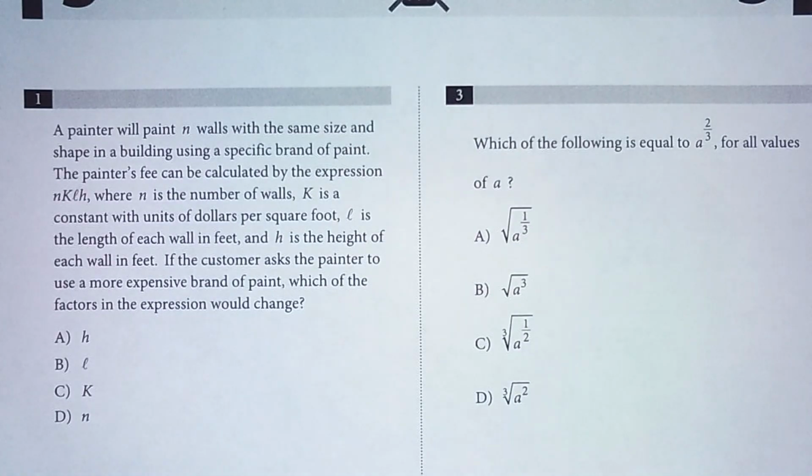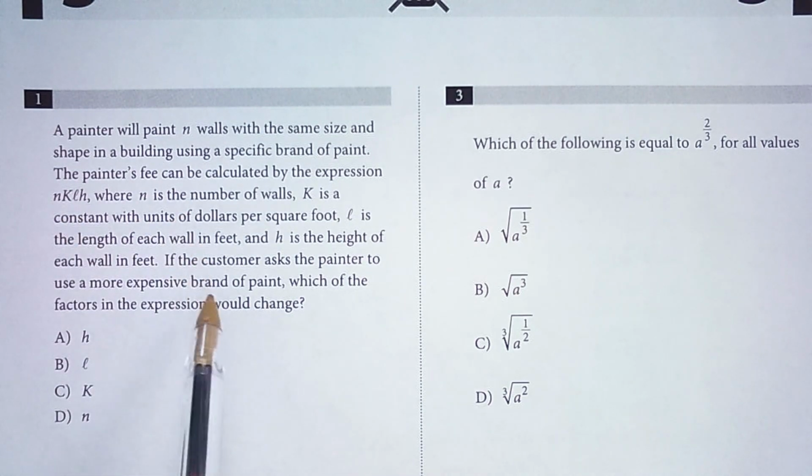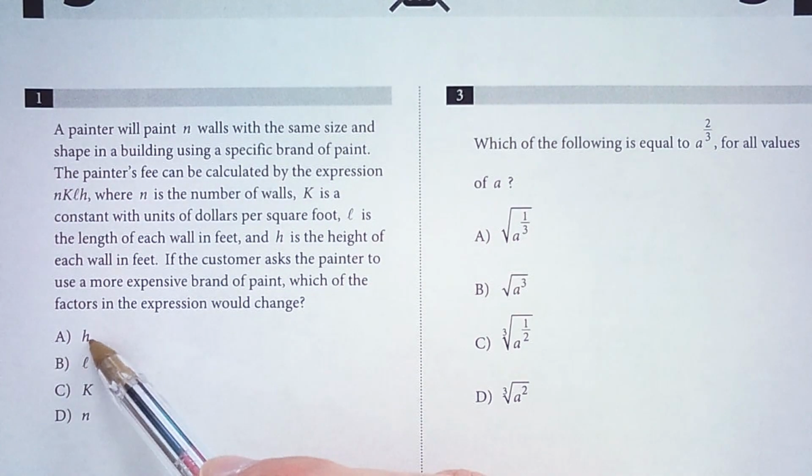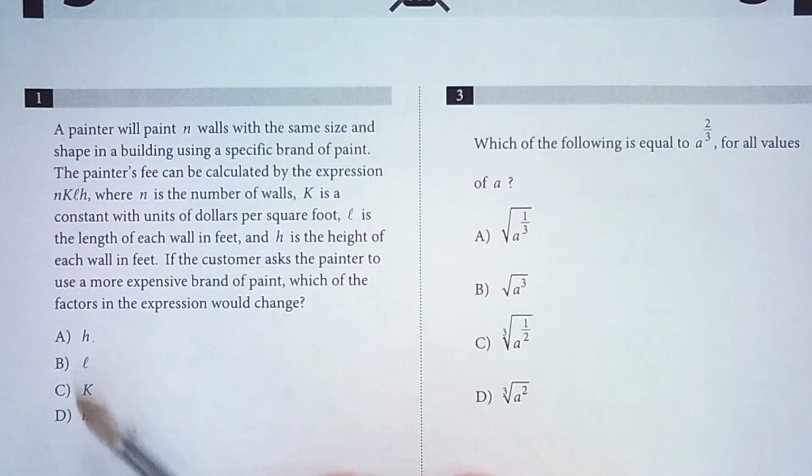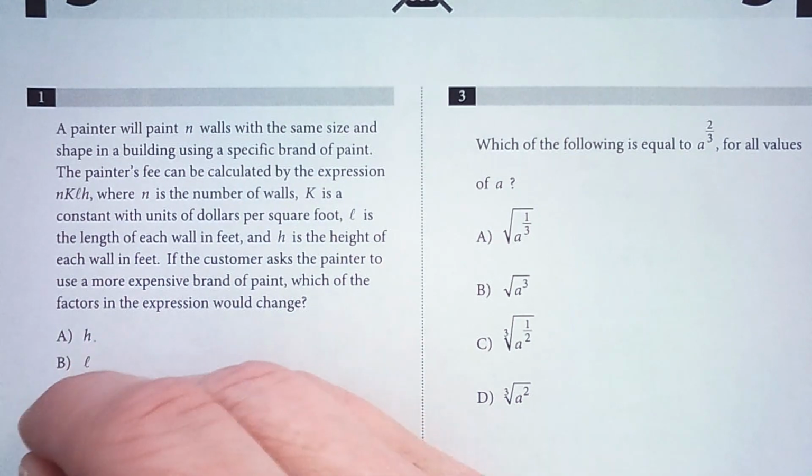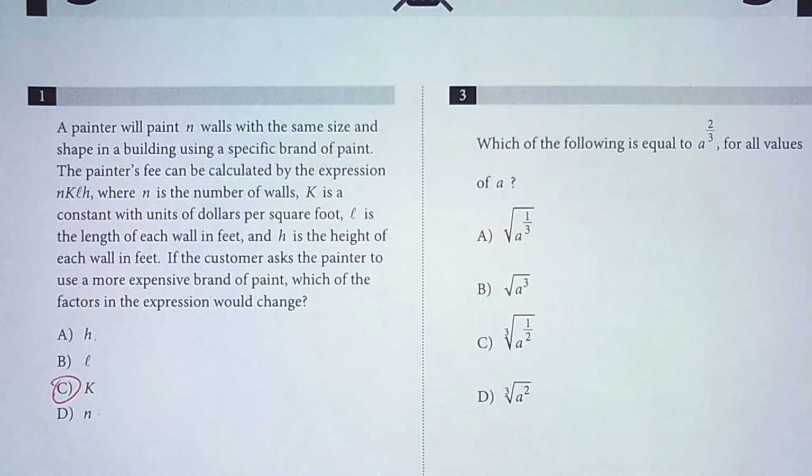For number 1, a painter will paint N walls with the same size and shape in a building using a specific brand of paint. The painter's fee can be calculated by this expression, where N is the number of walls, K is a constant with units of dollars per square foot, L is the length of each wall in feet, and H is the height of each wall. If the customer asks the painter to use a more expensive brand of paint, which of the factors would change? The height of the walls will not change, the length of the walls will not change, the number of walls will not change, but the cost per square foot, K, will change.